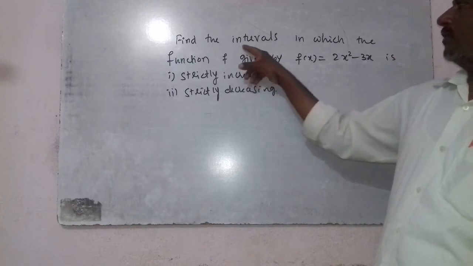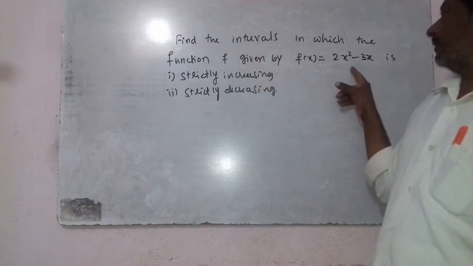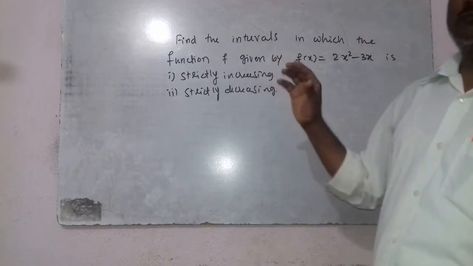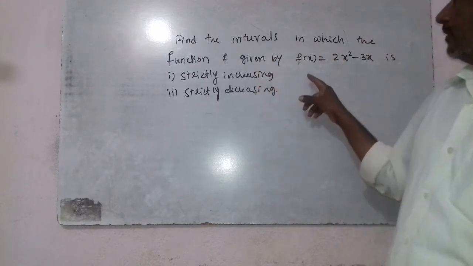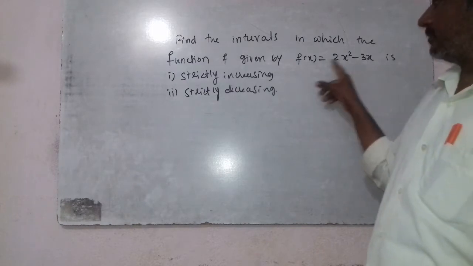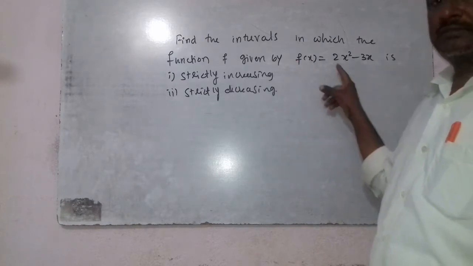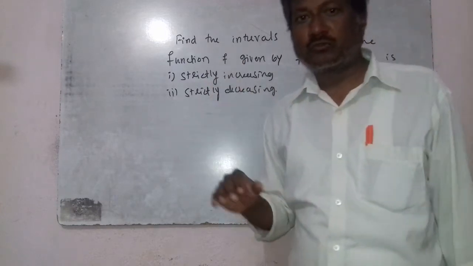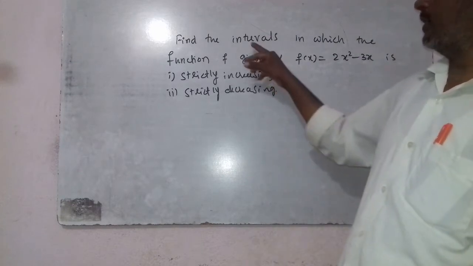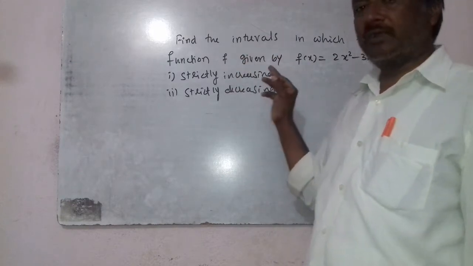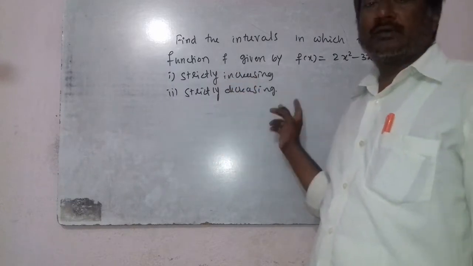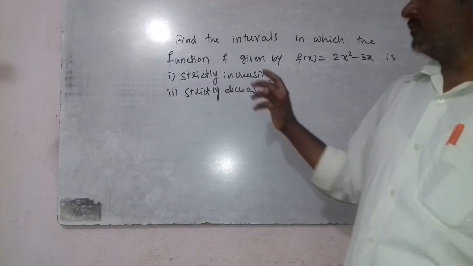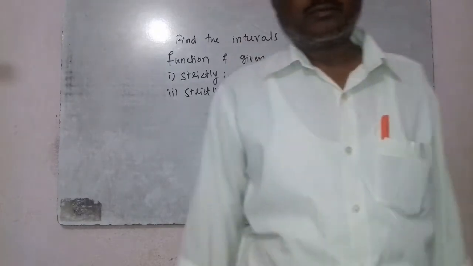Before that, we have to find the point x. That point will be found by differentiating this. First write this equation and then find the first derivative f dash x, then make it equal to 0 to find the value of x. Then after finding x, write the intervals and after that check the nature of the given function.